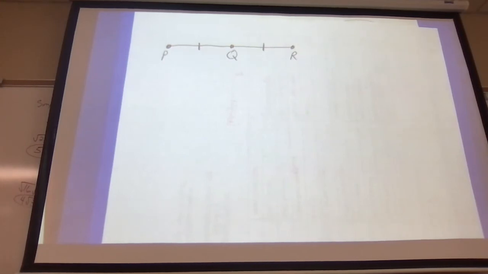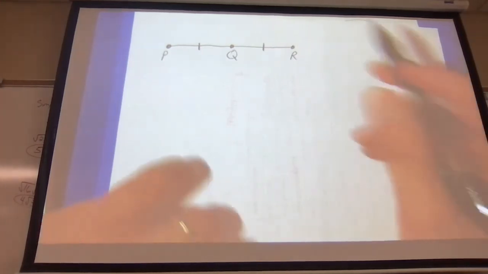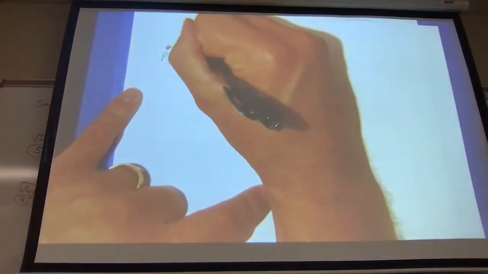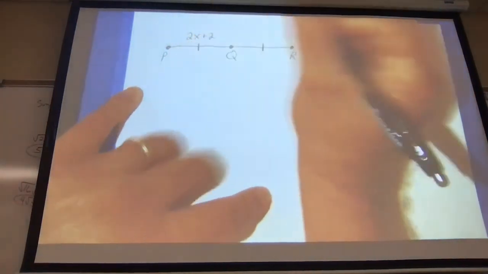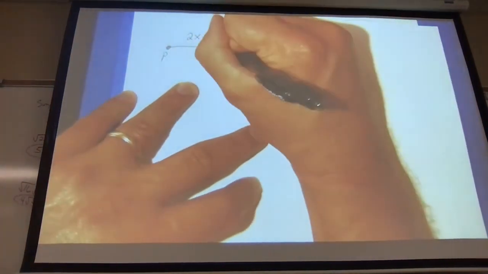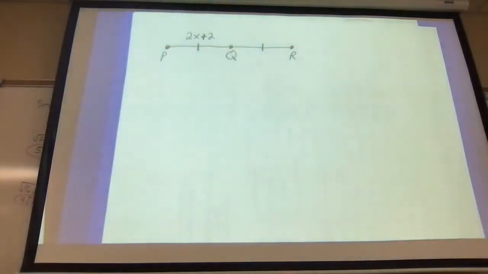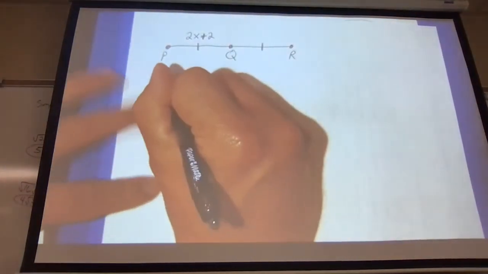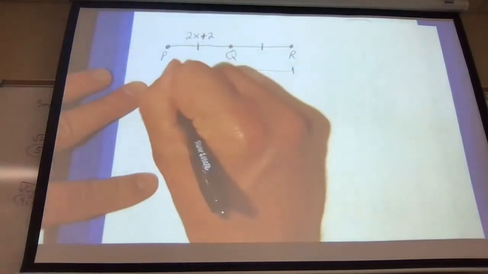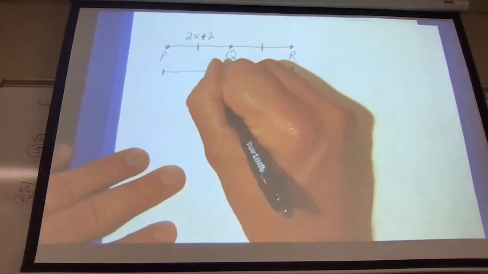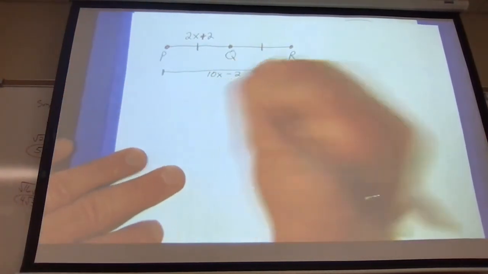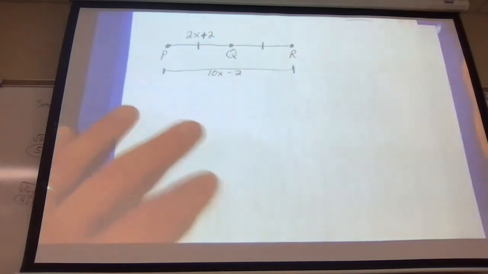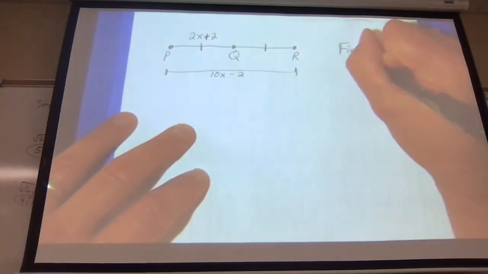And then what they'll do is they'll give you some different parts. So in this one, they're going to tell us that PQ is 2x plus 2. So instead of just numbers, we're going to put some variables in there. And the other thing they're going to tell us is that this entire length PR is going to be 10x minus 2. They're going to tell us to find x.